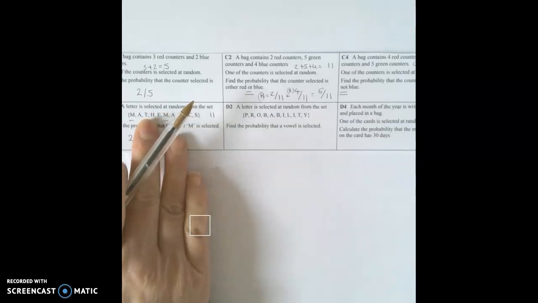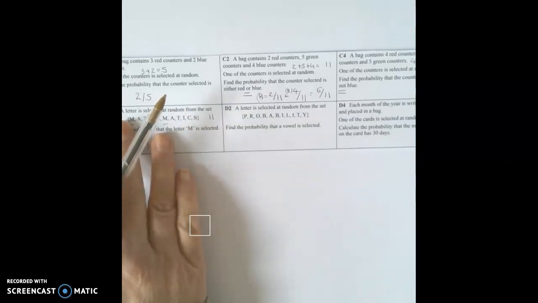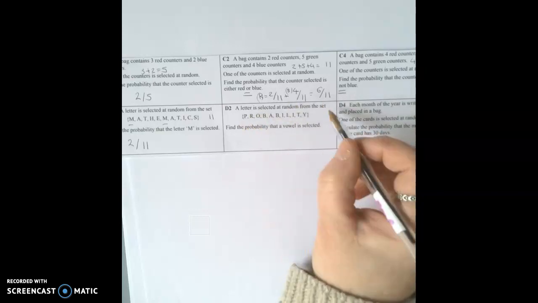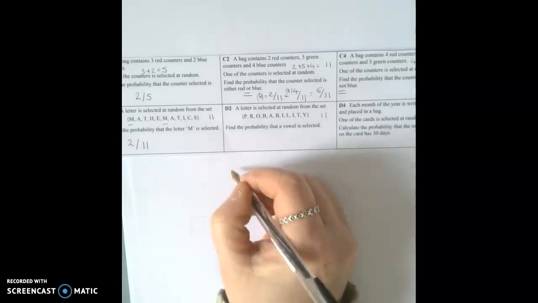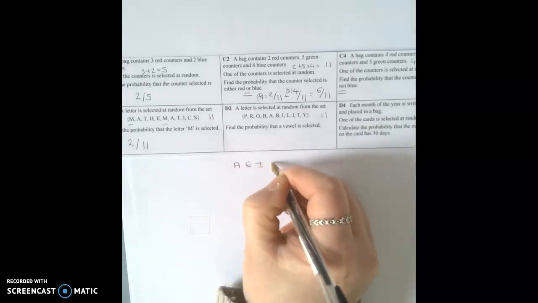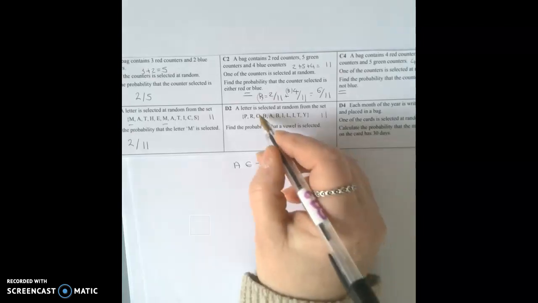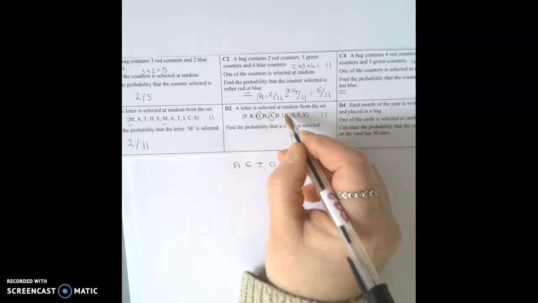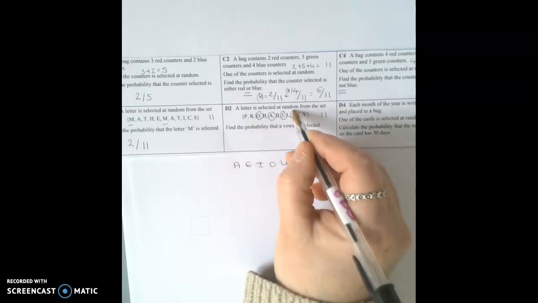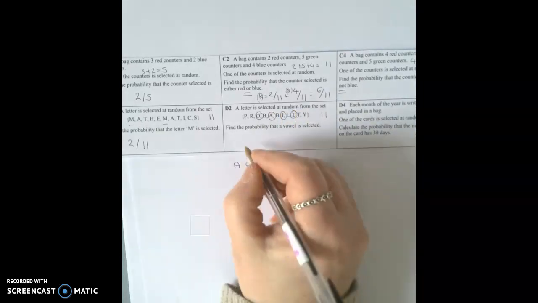And this is a similar one. A letter is selected at random from a set. So these are the letters. Find the probability that a vowel is selected. So how many letters are there? Well, there are 11. And a vowel is A, E, I, O, or U. They're the vowels. So we have an O, we have an A, we have an I, and we have an I. So there are 4 ways out of the 11 that we could pick a vowel.